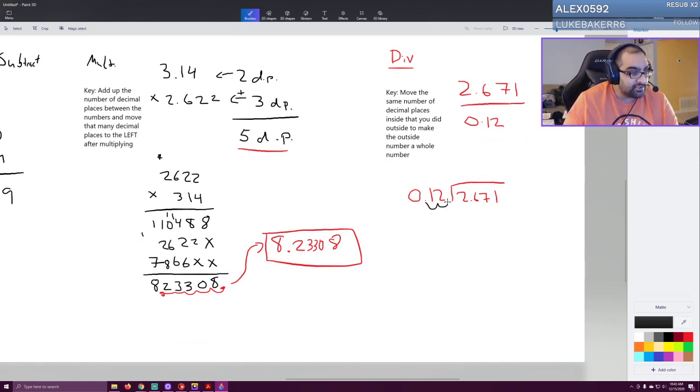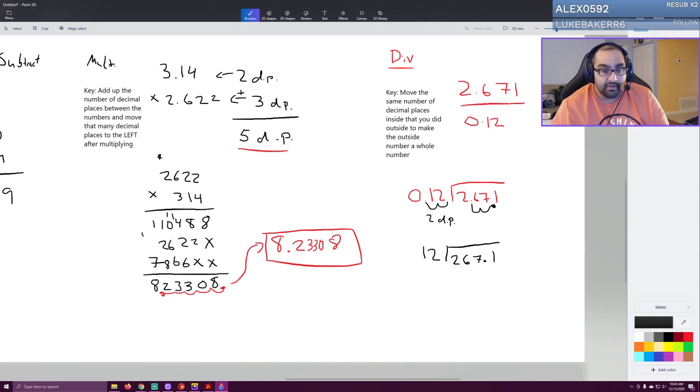So here we're just going to move over 2 decimal places to the right in order to make this 12. However, since we moved 2 decimal places here on the outside to the right, we're going to move 2 decimal places here to the right on the inside as well. So what we should get on the inside is this decimal place right here. So we're going to get 267.1. And now we're just going to go ahead and proceed with the rest of the problem.